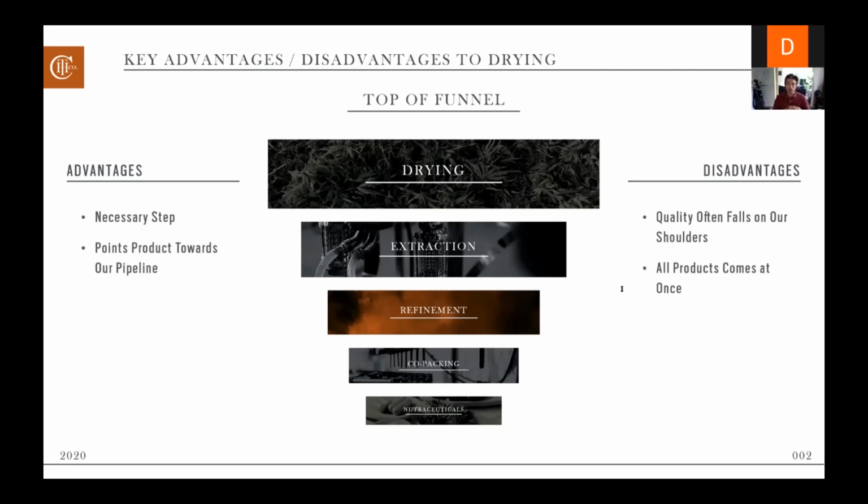But here in the Pacific Northwest, we really can't rely on the weather. So finding a good service provider or making sure you have these operations well handled in your drying lands or in your farming landscape is hugely important. One of the downsides to being at the top of the funnel is the quality often falls on our shoulders.